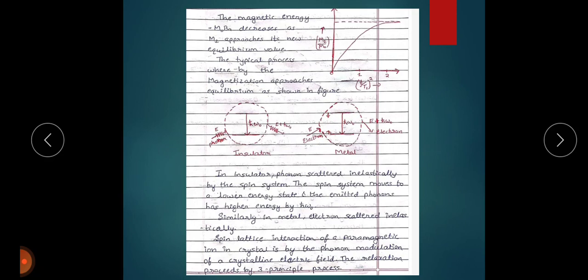Next, spin lattice interaction of the paramagnetization. Spin lattice interaction of the paramagnetization in a crystal is by the phonon modulation of the crystalline electric field. Then the relaxation process, which can be taken as three principal processes.